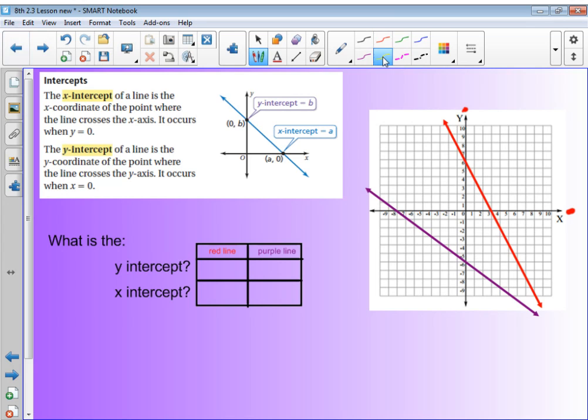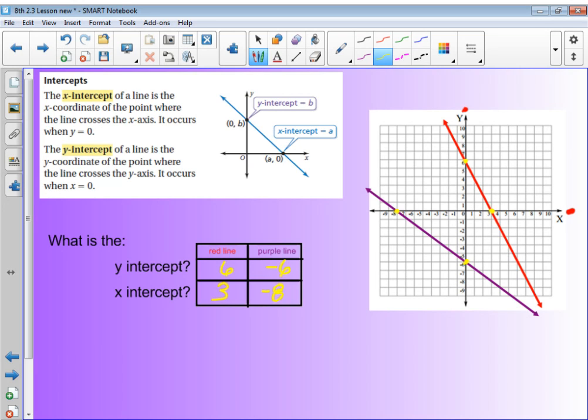So when I look at this one, on the red line, the y-intercept is right here. So it was at positive 6. And on the red line also, my x-intercept happens to fall right here on positive 3. So that would be my x-intercept. Okay, the purple line. On my purple line, my y-intercept is right here, and that's at negative 6. And my x-intercept is just where it crosses the x line. So that's right here. That's at negative 8. So that's just identifying x and y-intercept.